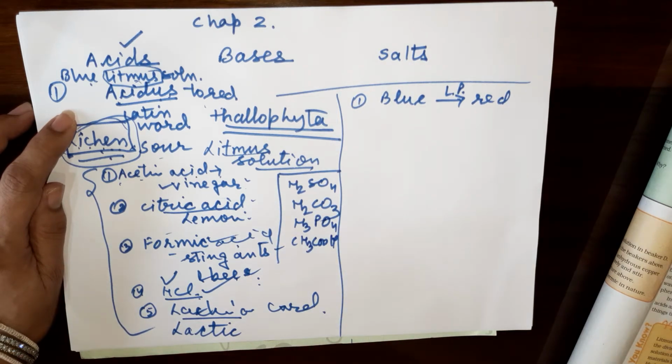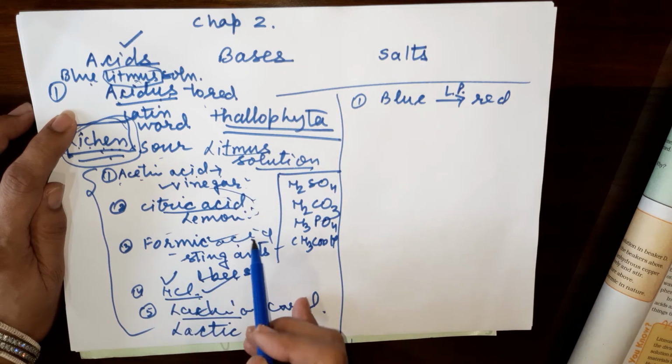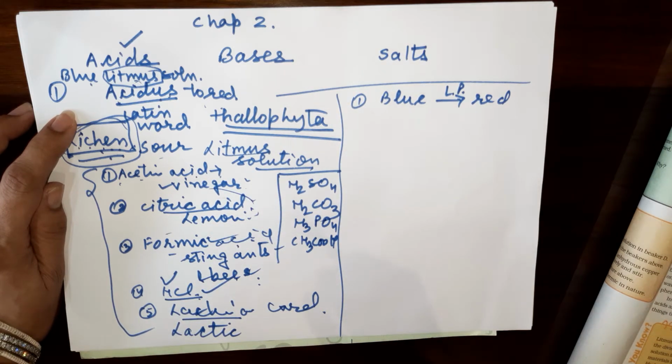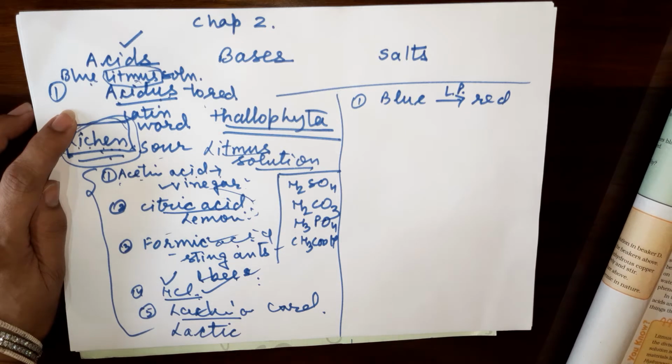Acids can be solid also and they can be in liquid form also. Solid acids, for example citric acid, can be in the form of crystals. Then tartaric acid, which is obtained from tamarind, also can be in the form of crystals. So they can be in solid form also. So remember, when an acid is dissolved in water, it produces hydrogen ions. That is one characteristic of acids.